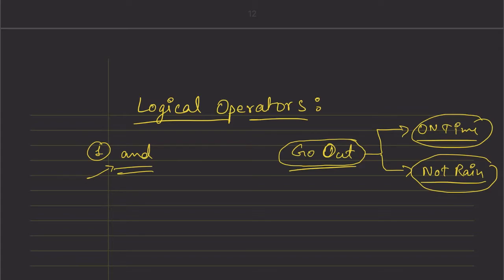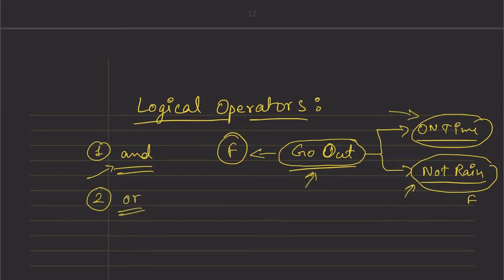So the AND operator is used to combine two or more conditions if you want both of them to be true in order to do something. In case one of these conditions is false, the final decision will again result in you not going out.